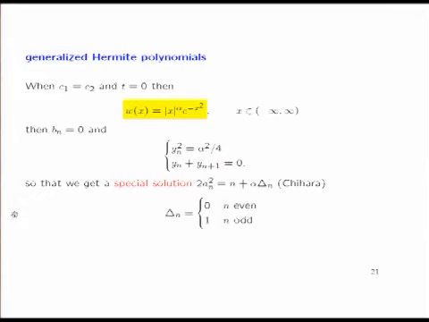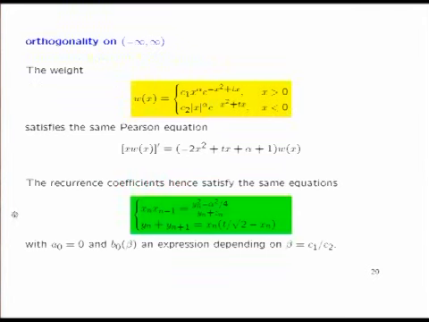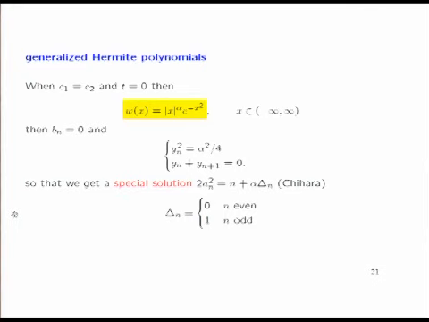Generalized Hermite polynomials are the polynomials that come from here, e to the power minus x squared, x to the power alpha. Usually the Hermite polynomials are the ones with alpha 0, but Chihara, for instance, studied these generalized Hermite. They fall into that class over here by taking C1 and C2 equal to each other. If C1 and C2 are equal, you would get these.